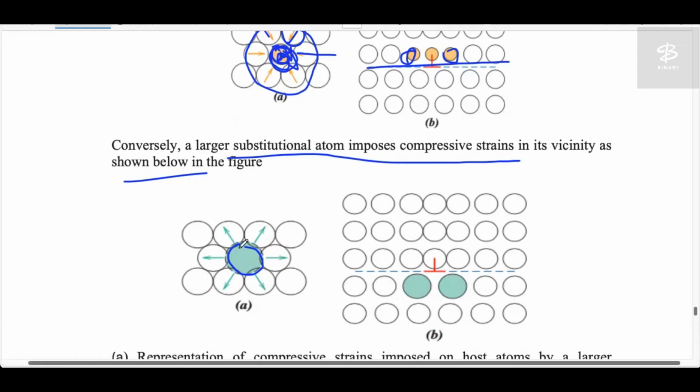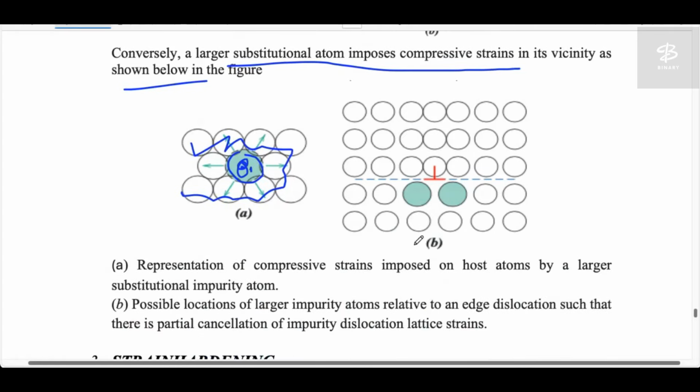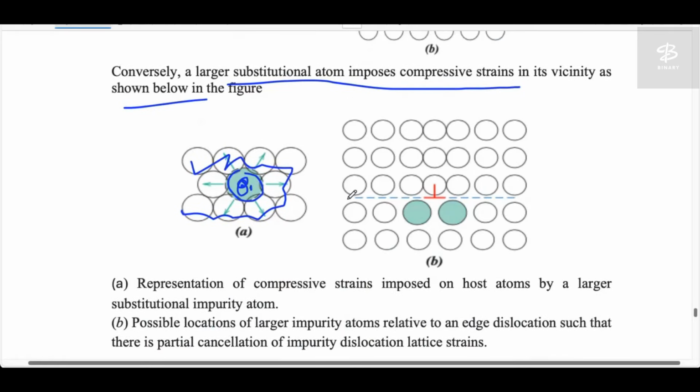Just opposite to that, if you introduce an atom which is greater than the parent, if the white atoms are of a smaller size compared to this green one, then the opposite occurs. The green foreign atom will experience tensile force, and the nearby atoms will experience compressive force. That's why you can see here the opposite sense.